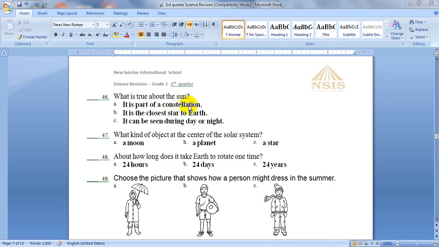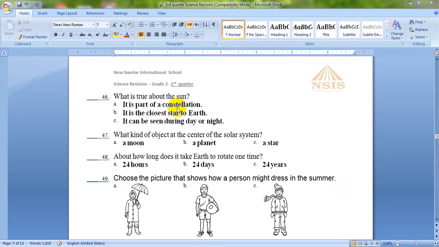It is part of a constellation. It is the closest star to Earth. It can be seen during day and night. Of course, letter C is an impossible option. We cannot see the sun during night, so it's not letter C. What about letter A? It is part of a constellation. What is a constellation? A constellation is a group of stars which form a pattern, and we could see it at night. So, of course, it's not letter A.